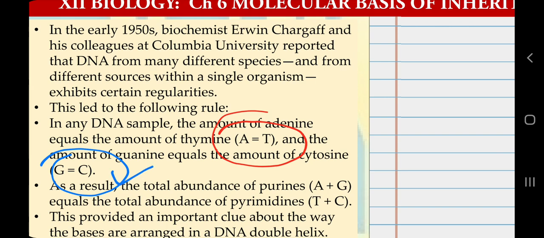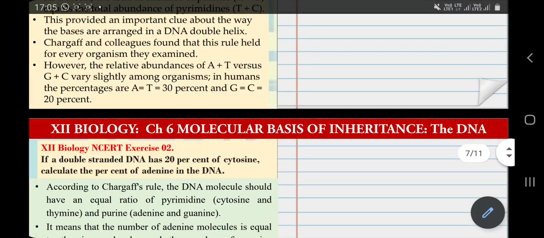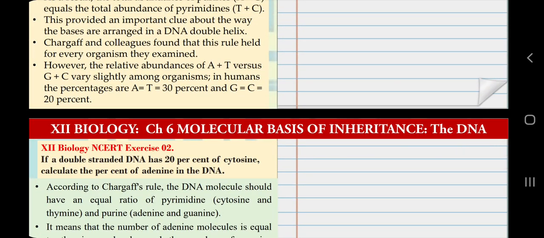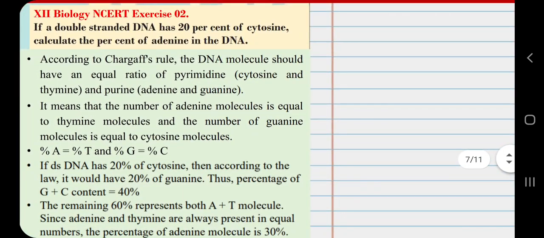This very simple observation was given by Erwin Chargaff, but it was not simple at that time because we didn't know the structure of DNA. How is it useful for us students? There may be some numericals from this concept. Let me solve one numerical, then we will go further into the structure of DNA. There is a very simple numerical from our class 12th biology NCERT exercise number 2. Let me read the question: if a double stranded DNA has 20% of cytosine, calculate the percent of adenine in the DNA.